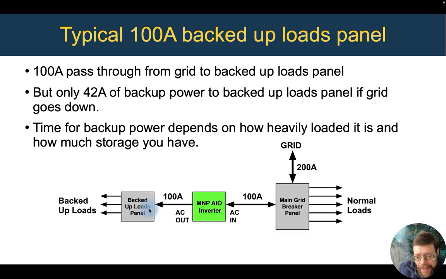When the grid goes down, that transfer relay opens, and we have now only 42 amps of backup power going to that backed up loads panel. That's how much maximum power we can supply to backed up loads when the grid is not there. How much time we have for that depends on how much we're really loading it and how much storage we have. So that's our basic, simplest setup for backup power.